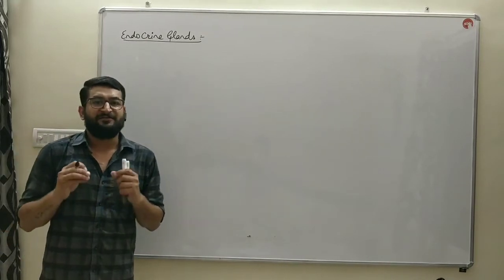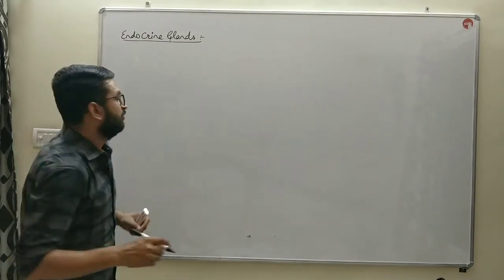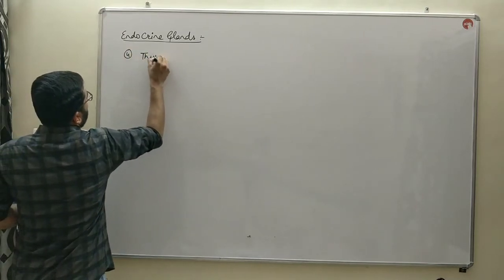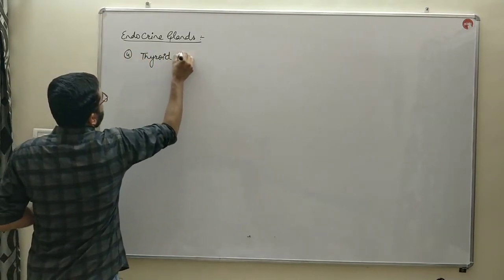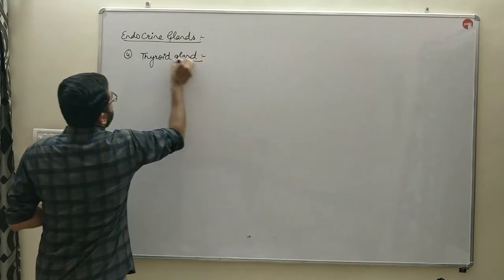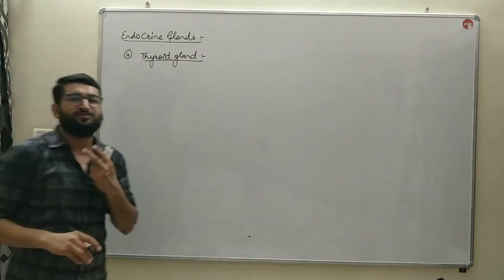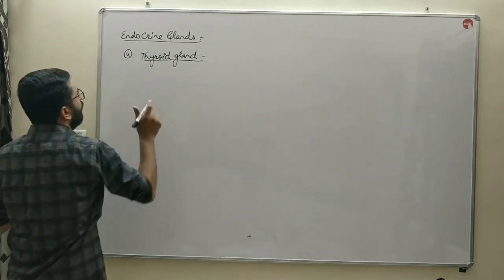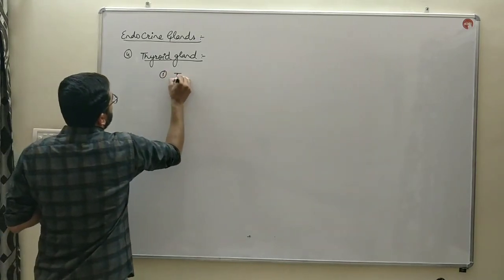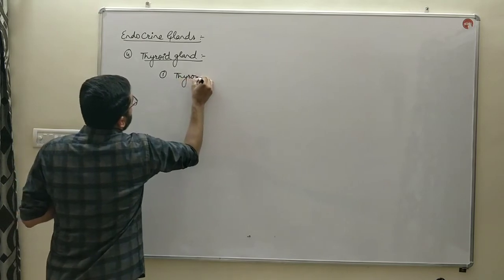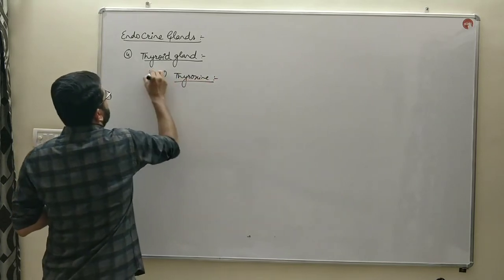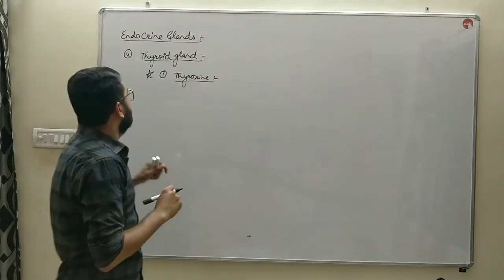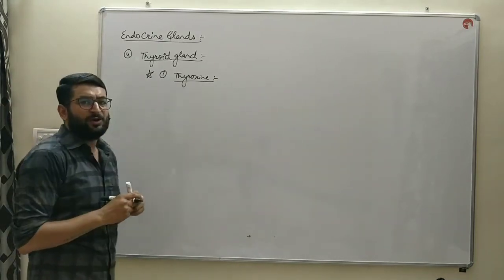Fourth and a very important gland for your 10th class board exam, which we will discuss, is thyroid gland. Thyroid gland is present in a neck region. It secretes two hormones majorly. The first one is thyroxine, which is in your 10th class syllabus, and a very important hormone for your question purpose. Thyroxine hormone is an iodinated hormone.